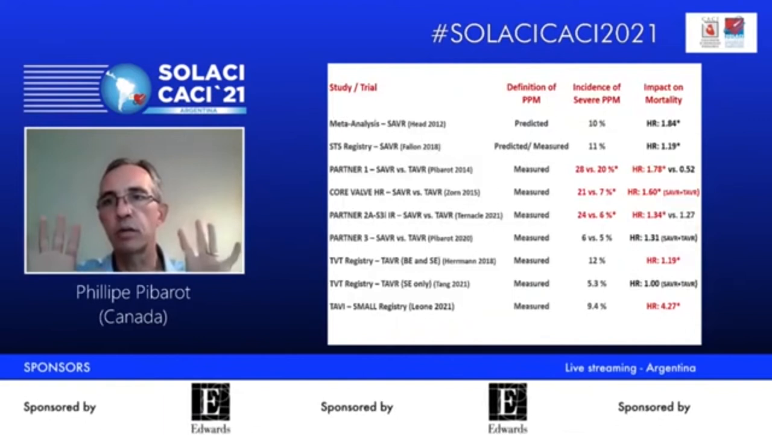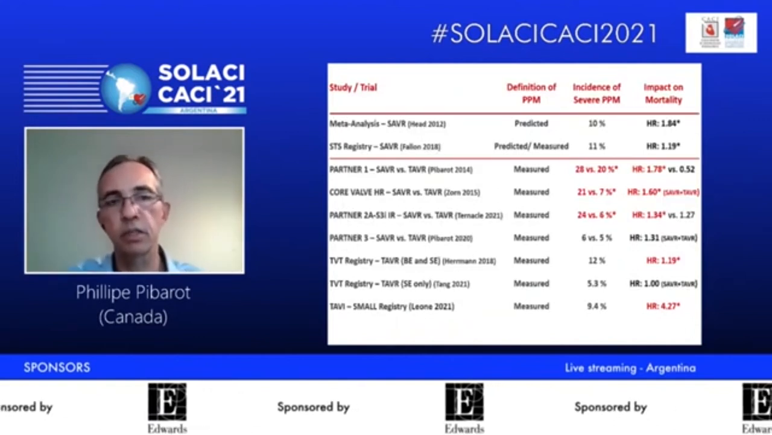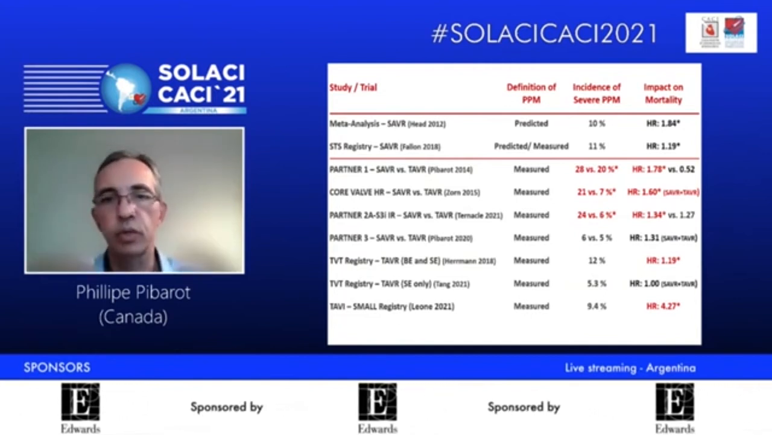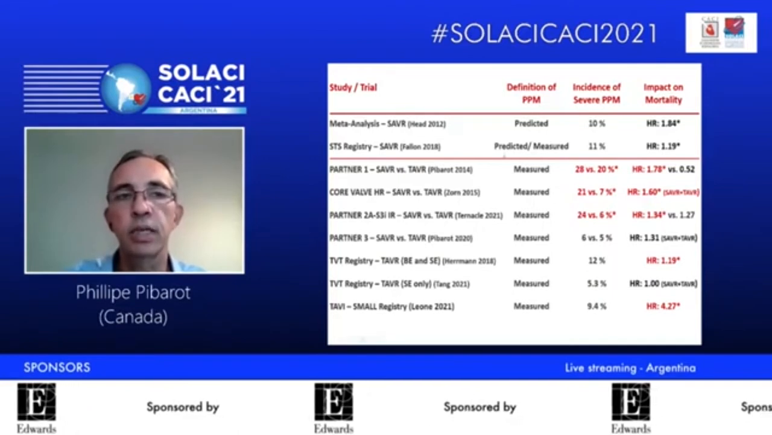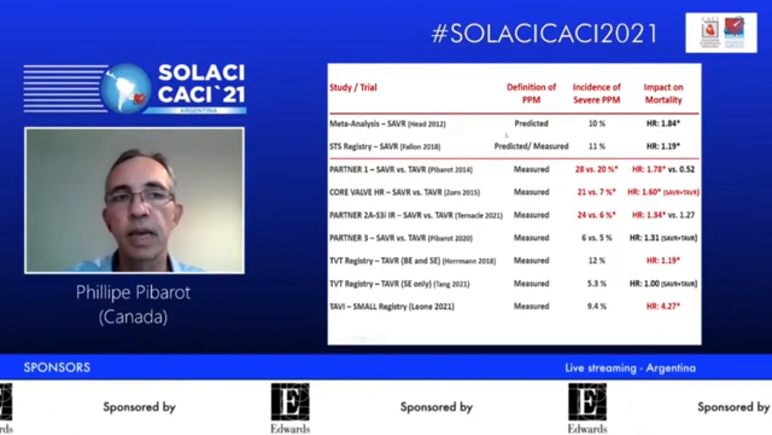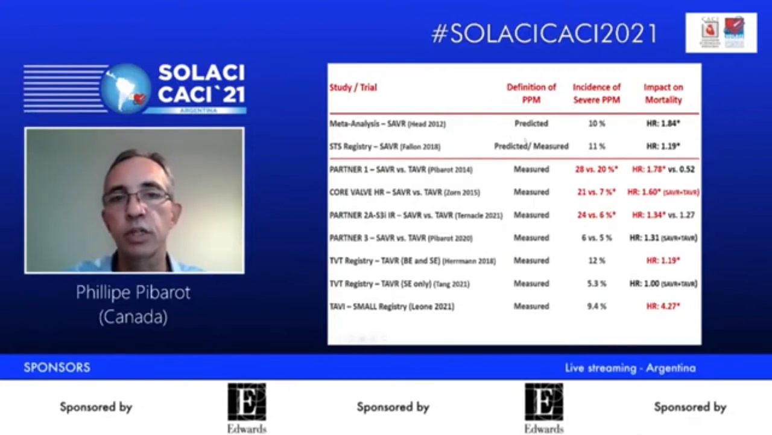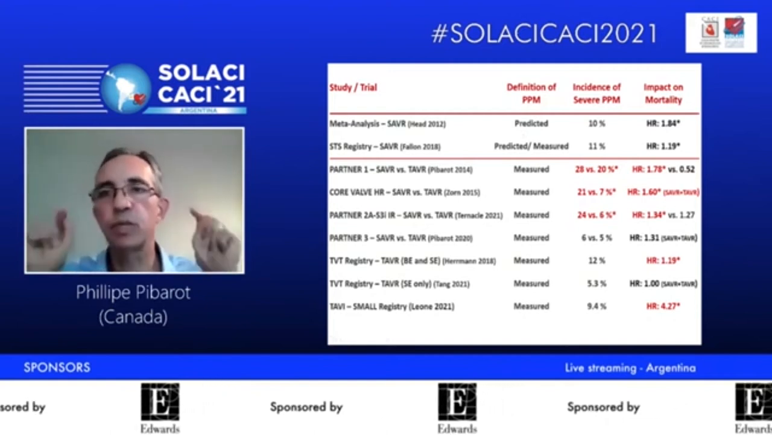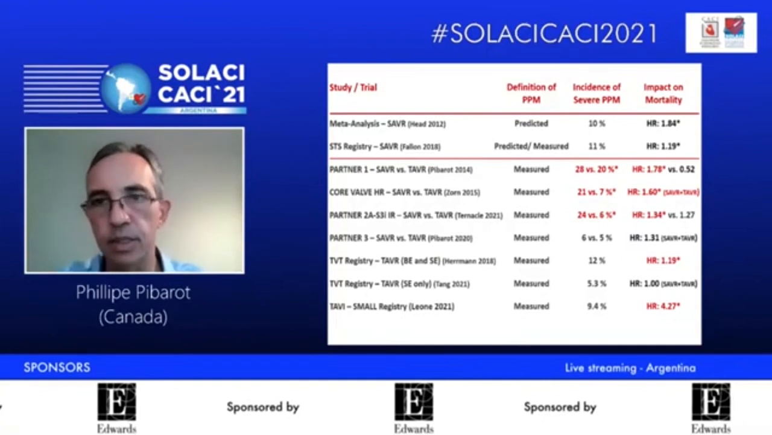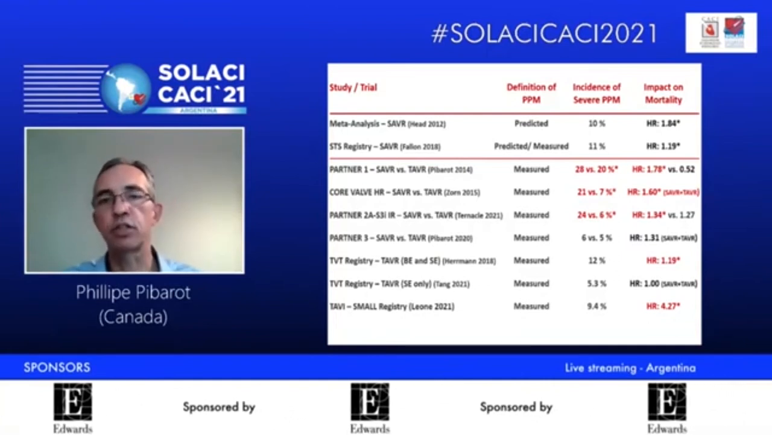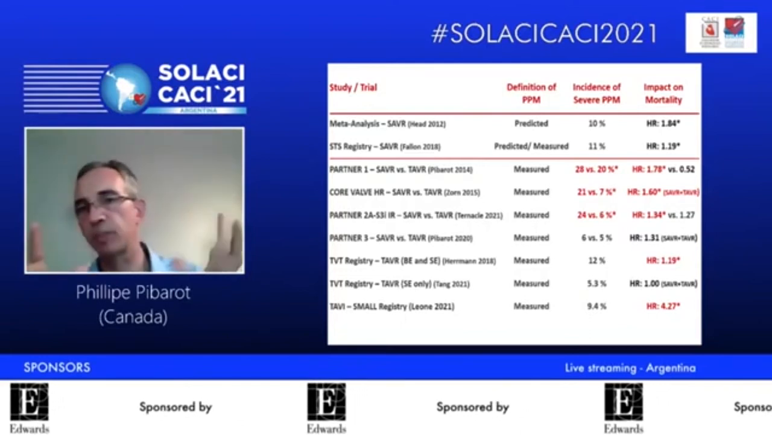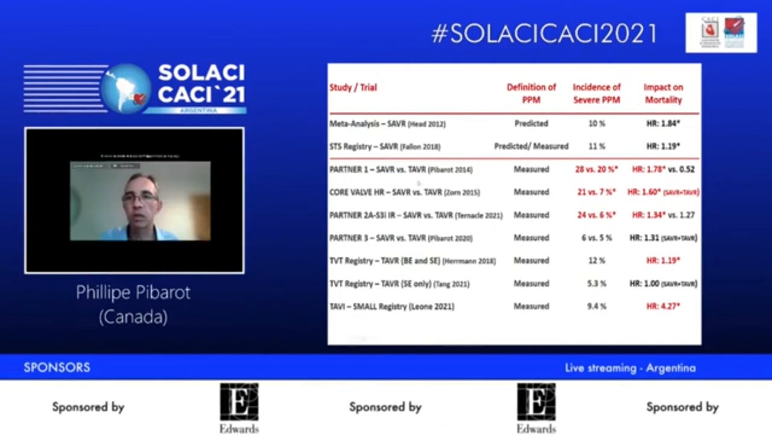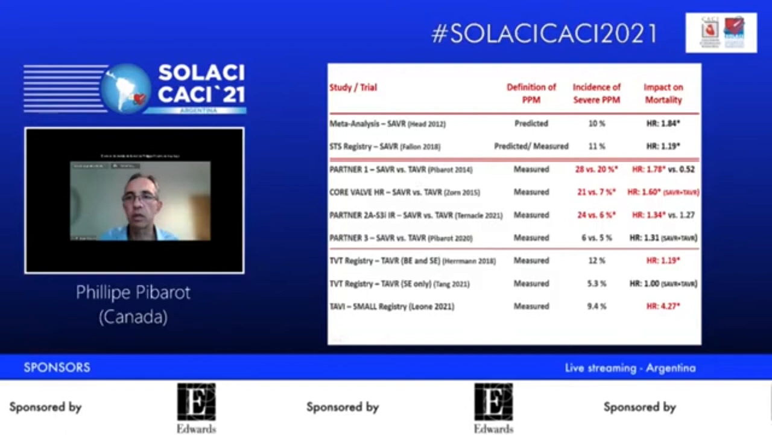So this is a summary of the studies, and Adolfo already showed several of them. The first I want to show here, there are large studies in SAVR, one meta-analysis that we published in 2012. Another one is the STS registry, a huge number of patients. And actually in the meta-analysis and the STS registry, in most SAVR studies to date, the method that we used to define mismatch was the predicted indexed AOA. So maybe a more stringent definition of mismatch. And with this definition, you got about 10% severe mismatch with association with increased mortality and rehospitalization.